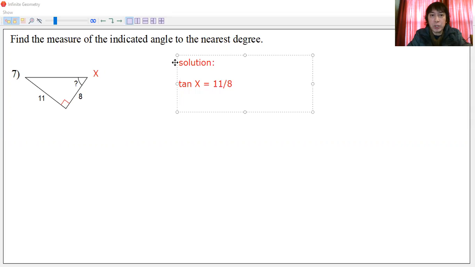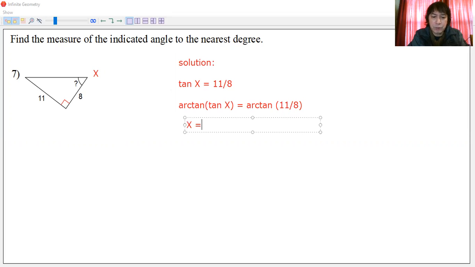And that's it. We shall use arc tangent of x is equal to arc tangent of the ratio 11 to 8. And in the next line, we have x is equal to arc tangent of 11 to 8. And what do we have after computation? This will be inverse tangent of 11 over 8.